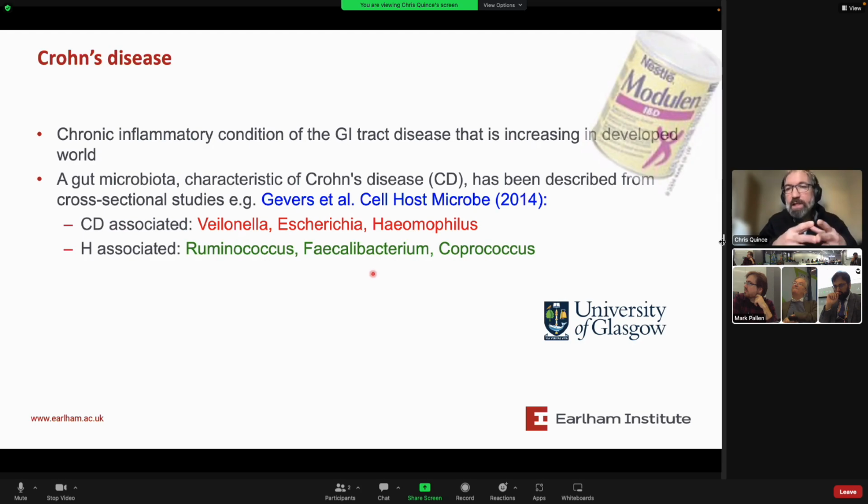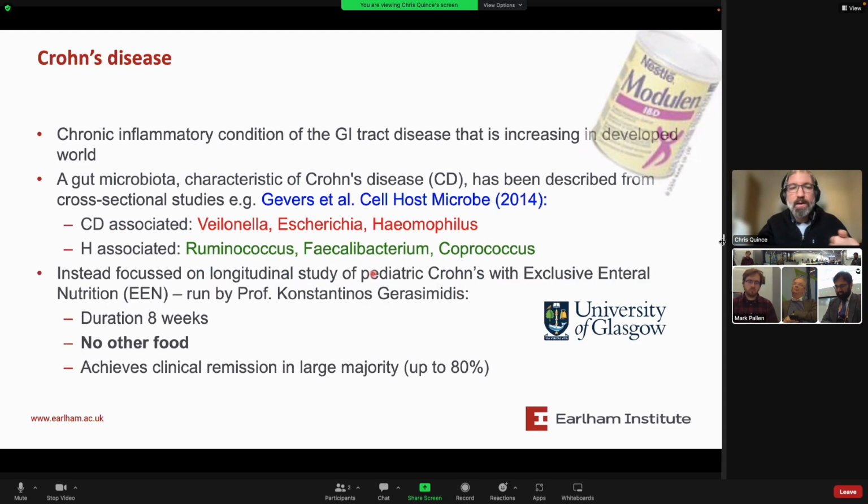But a cross-sectional study is limited in many ways. It only tells you associations. A major problem with it is that everybody has a different microbiome that is particular to themselves, and we don't know what component of that is being driven by Crohn's versus their own individual variation.